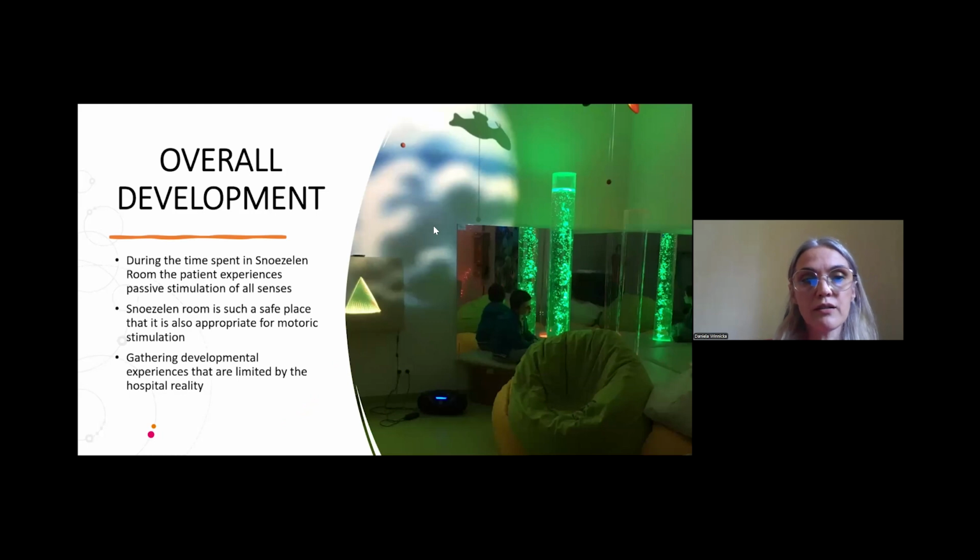Overall development: during the time spent in the snoezelen room, the patient experiences passive stimulation of all senses. The snoezelen room is such a safe place that it is also appropriate for motoric stimulation, gathering developmental experiences that are limited by the hospital reality. So it is very important when we think about long-term effects of treatment of children with cancer.